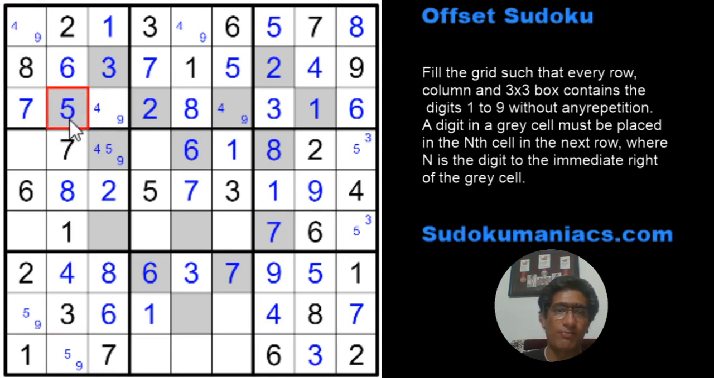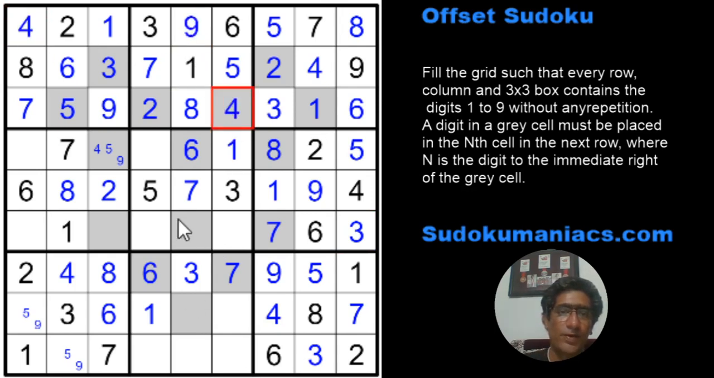So this has to be a 5. Now 5 can either be in the 4th cell or the 9th cell. I can't have the 5 in the 4th cell, right? So this is a 9, which basically makes this a 5 and a 3 here. And let's complete this box 1 here. 4, 9, 4, 9. This is not a 4. I would have a 5, and so this becomes a 3 by classic rules.